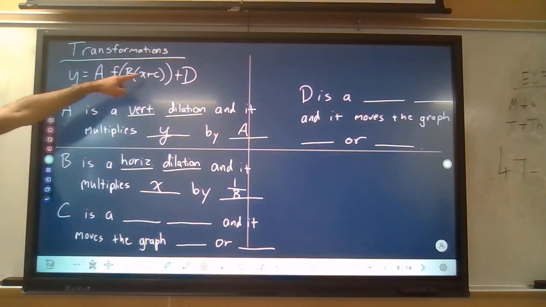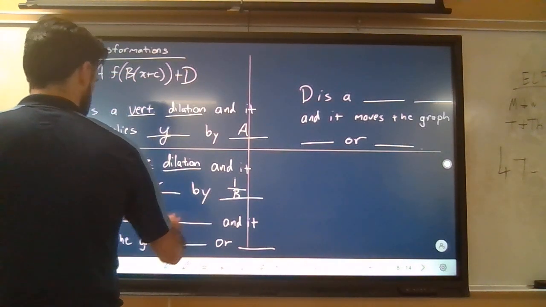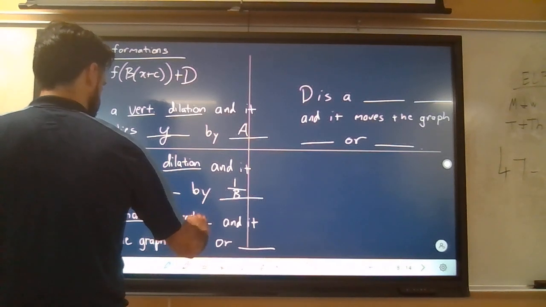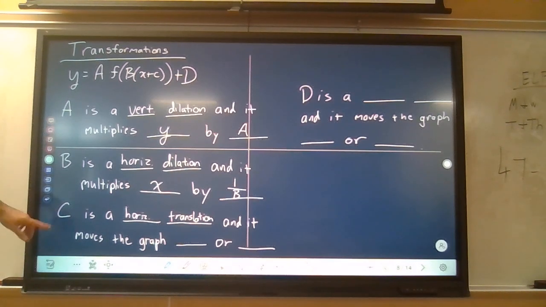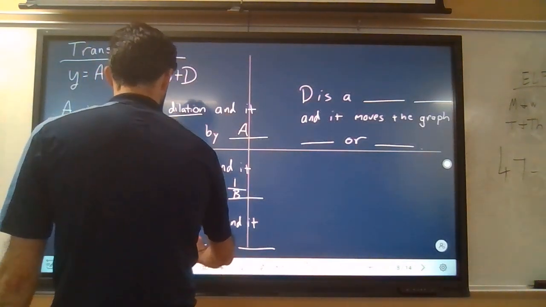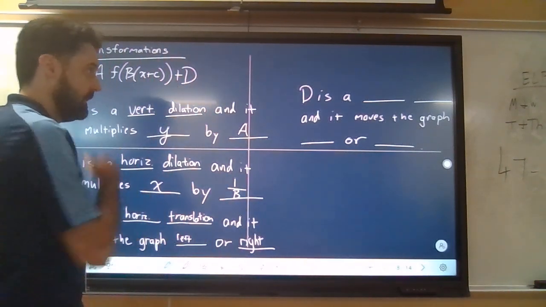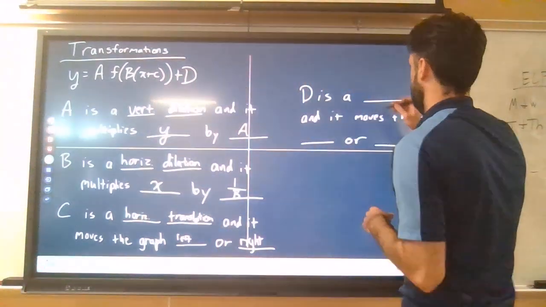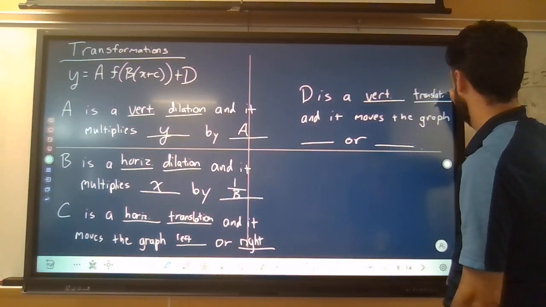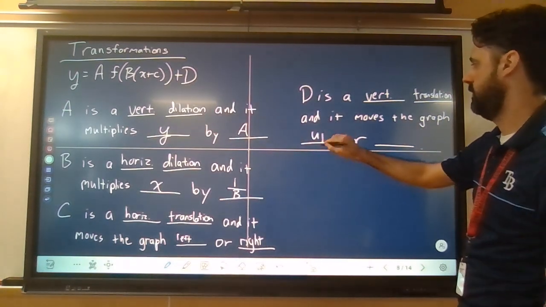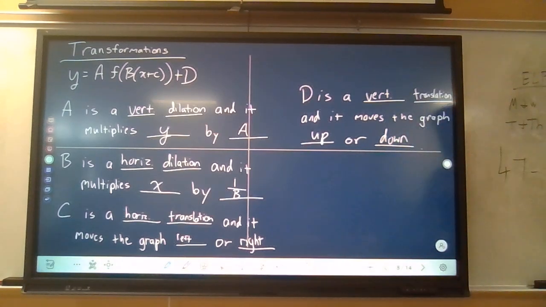C is on the inside. Anything on the inside is horizontal. So C is going to be a horizontal translation or shift. I would accept either translation or shift. And it moves the graph left or right, whatever C is. D is on the outside, so it is a vertical translation or shift, and it moves the graph up or down. Not too bad, just the vocabulary is going to be probably the toughest part to remember there.